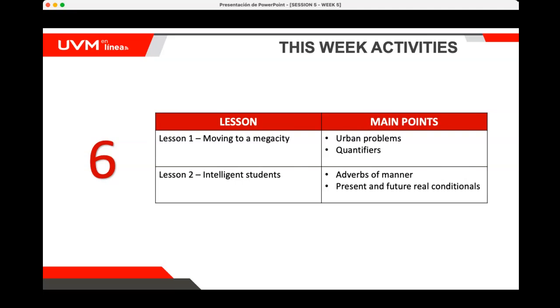In this case, I think most important in vocabulary terms is urban problems, because probably adverbs of manner you had already worked with them in previous courses. So I don't think you should have had problems with those kind of words. Adverbs are kind of easy. We're going to review some of them in a minute.